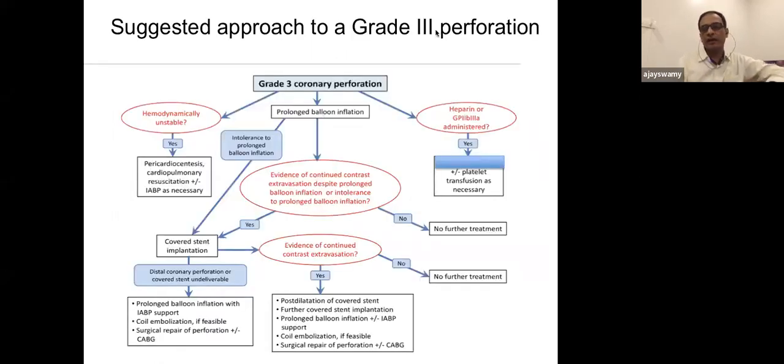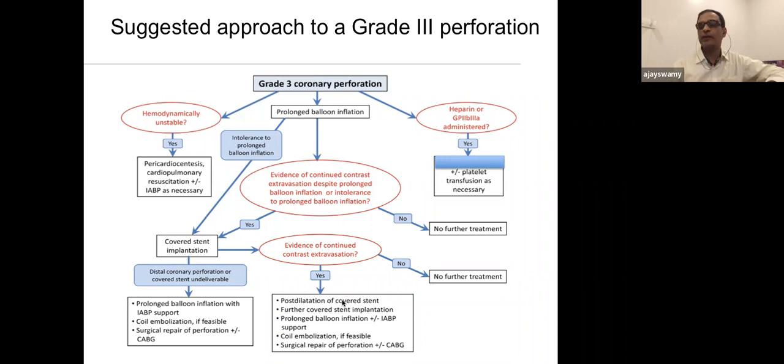This is what the algorithm would look like. We do a prolonged balloon inflation. If there is evidence of continued contrast extravasation despite prolonged balloon inflation, we use a covered stent. If it's a distal coronary perforation or a covered stent is undeliverable, prolonged balloon inflation with IVP support, coil embolization if possible, surgical repair of a perforation or CABG are the only options. The other point: after placing the covered stent, if there is still evidence of continued extravasation, post dilatation of the covered stent, this is important.